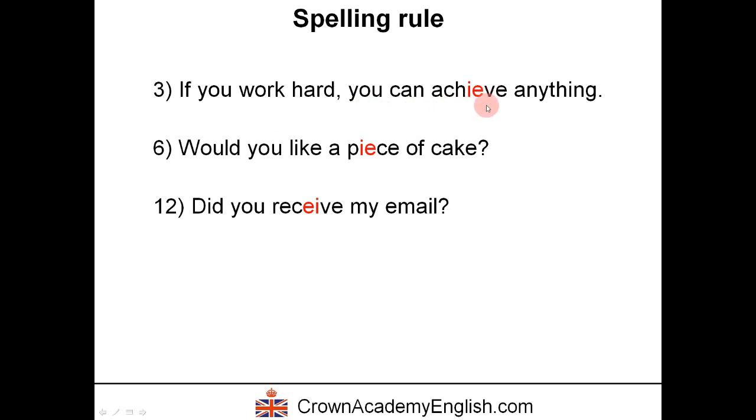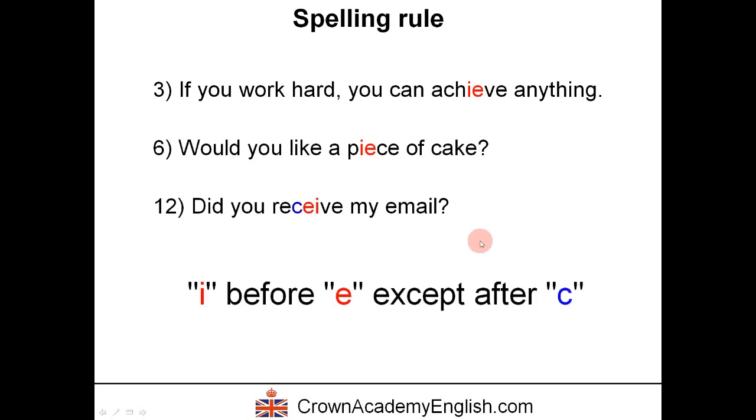If you work hard, you can achieve anything. So the sound in the middle of all of these words is the E sound. Achieve, peace, receive. Would you like a piece of cake? Did you receive my email? But notice here, the I is before the E. But here, the E is before the I. So the question is, what is the spelling rule for these letters?